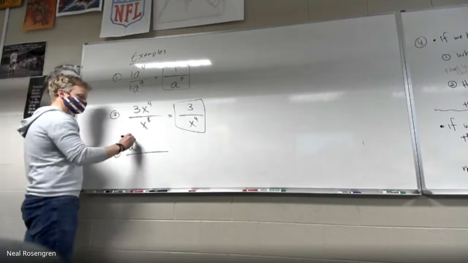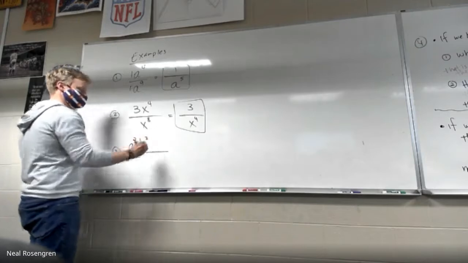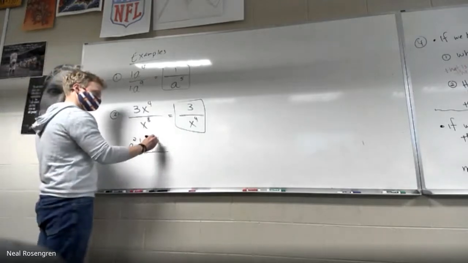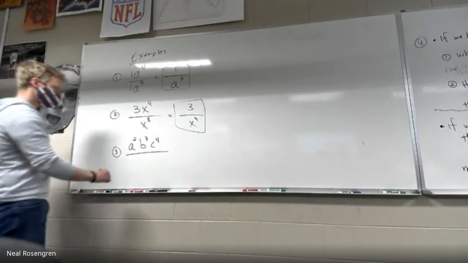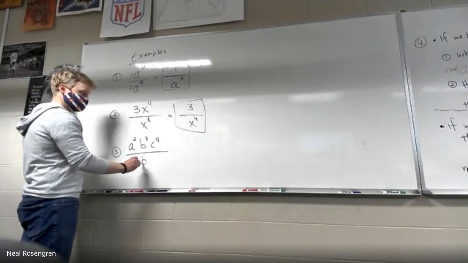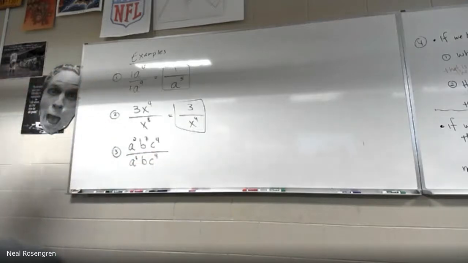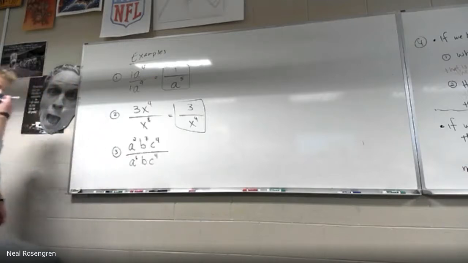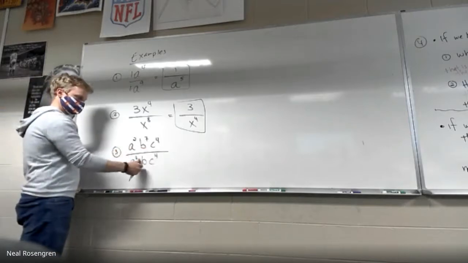Up top, A squared. That's a 2. Yep, 2. B to the 7. C to the 4. And then on the bottom, A to the 6th, B, C to the 4. Now, if it bothers you that there are no multiplication dots in between, go for it. Put them in there if that helps remind you what's going on. But if you're good without them, I'm good without them too.